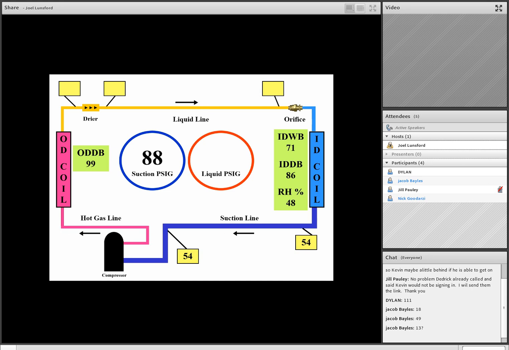Okay. All right. Now take your pressure temperature chart for me and find 88 pounds of suction pressure, R22. What's the pressure temperature conversion for 88 pounds of suction pressure?